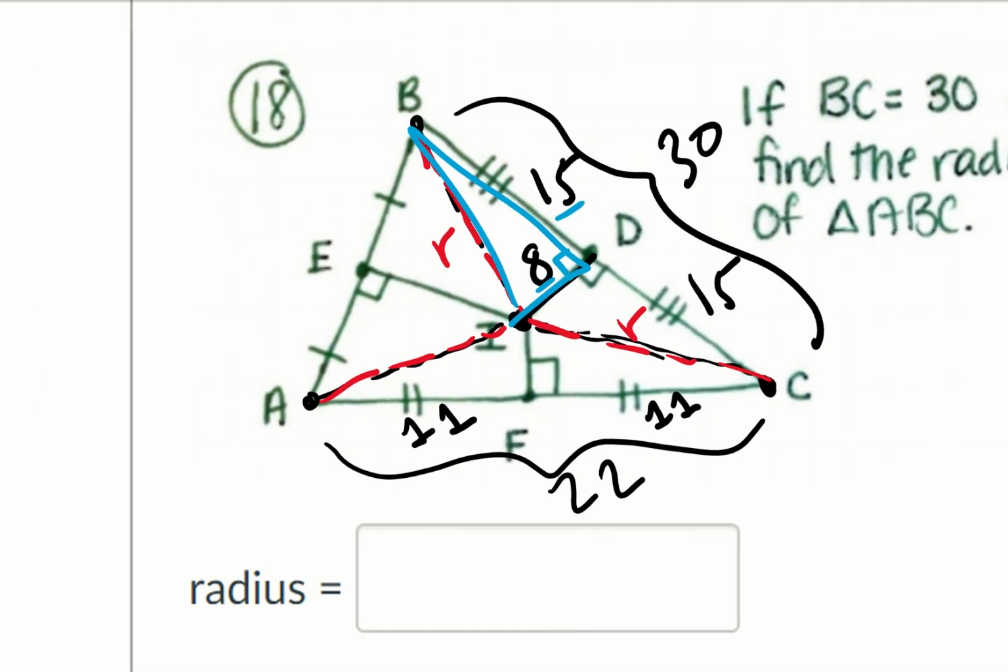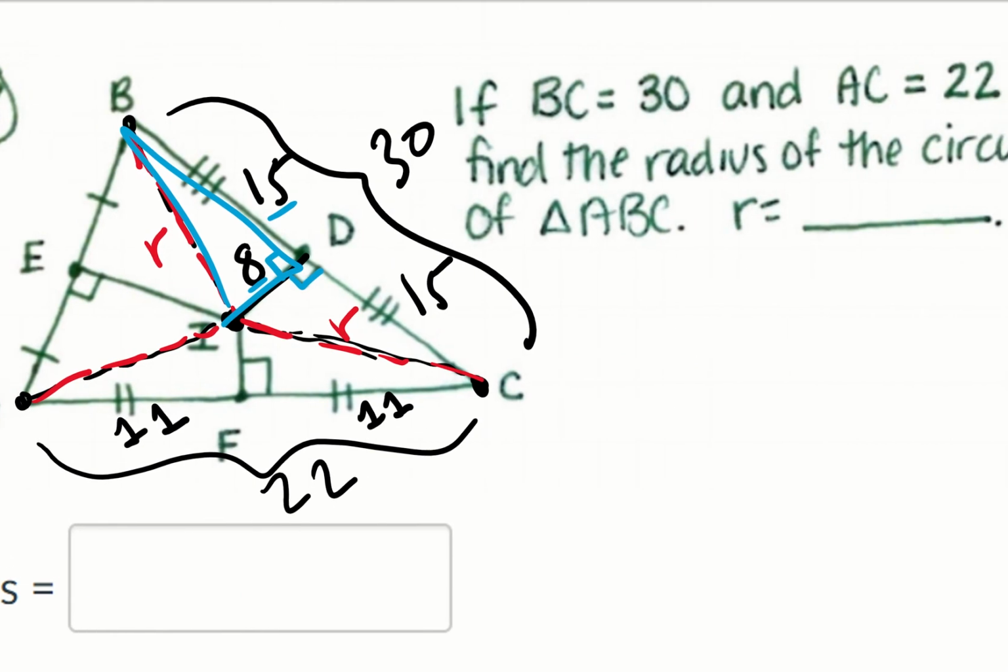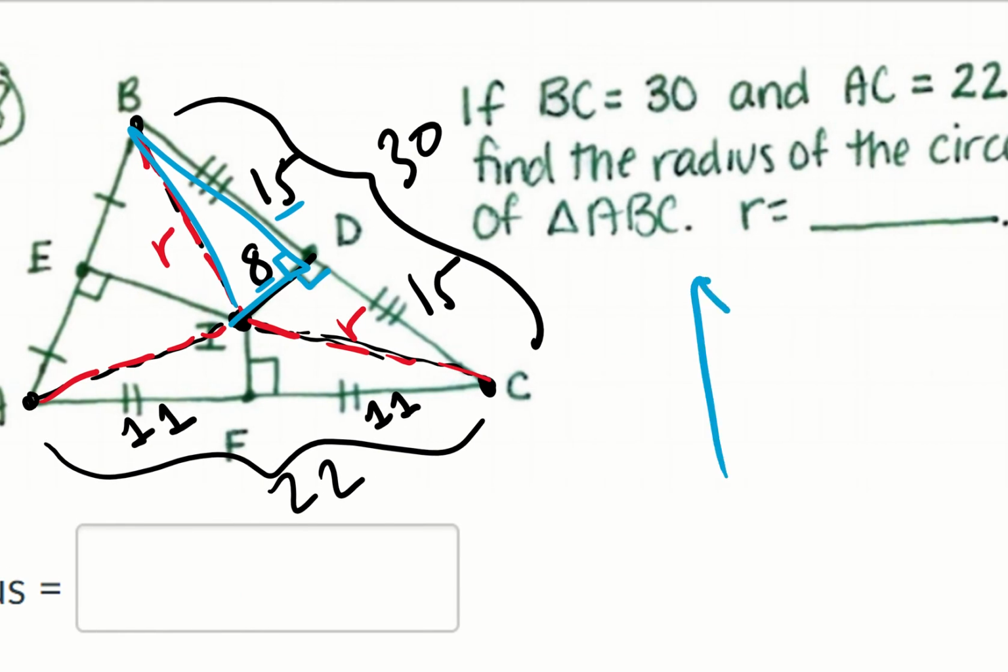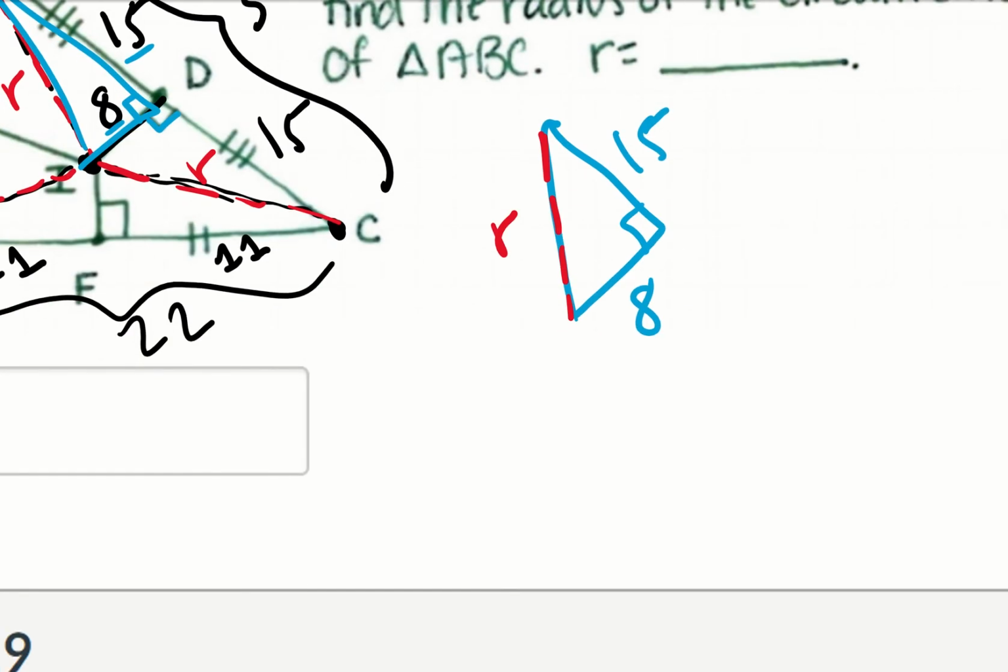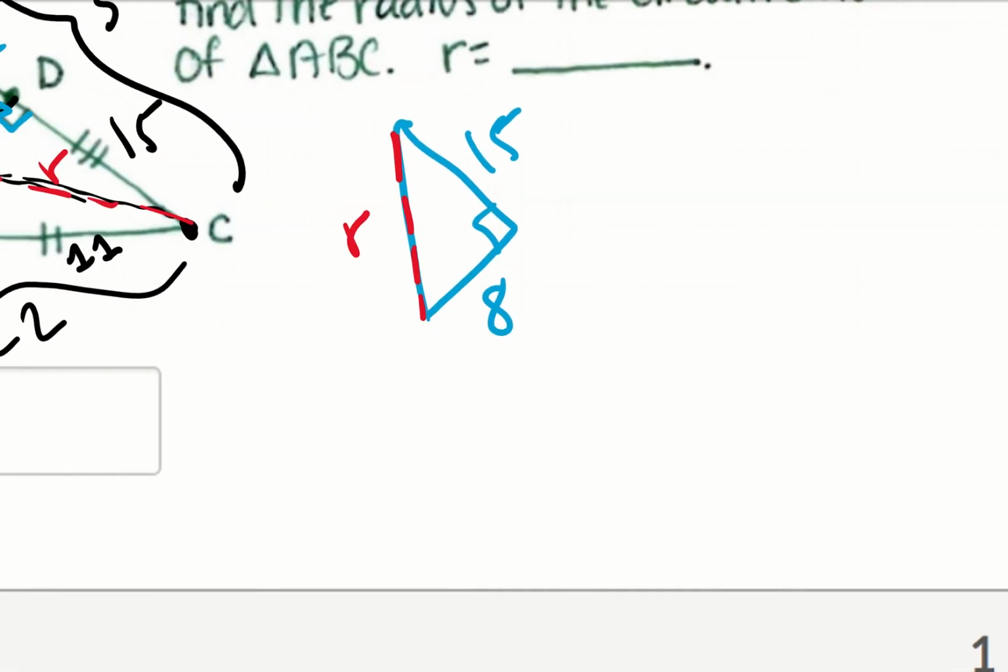And this is a right triangle because these are both right angles. So we're looking at this right triangle here, 8, 15 with a right angle, and we're trying to figure out this radius. We'll call it R. Clearly this is the hypotenuse, right?